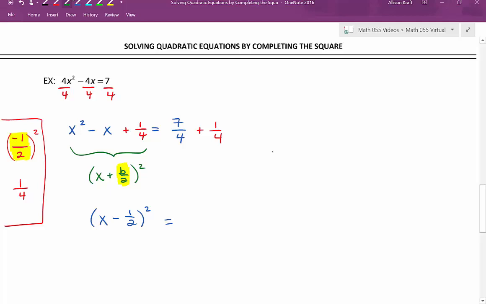And then combining our like terms over on the right side, we get 8/4, which simplifies down to just 2. We have x minus 1/2 quantity squared equals 2. This is an equation where square root property can be applied. Taking the square root of both sides, on the left, the square and the square root cancel out, leaving us with x minus 1/2. And on the right, we'll have plus or minus the square root of 2.